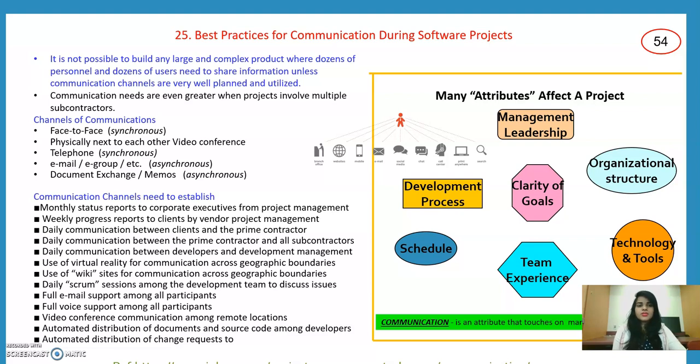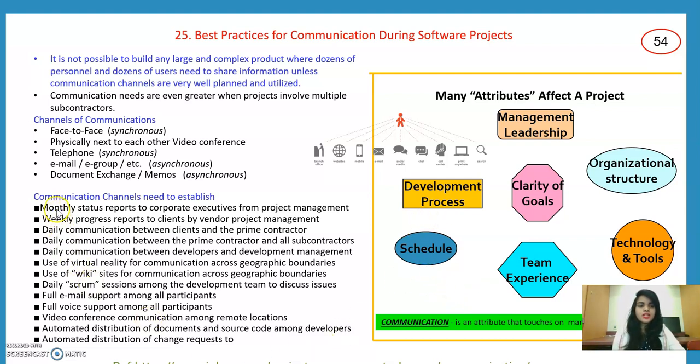And the other best practice is best practice for communication during software projects. Communication is very important in every project in order to have a better output and better quality of a project. And these are the channels of communication, like face-to-face, physically next to each other, video conferences, telephone, email, or document exchange or memos. And communication is an attribute that touches many of the management, leadership, organization structure, technical tools, team experience, schedule, and development.